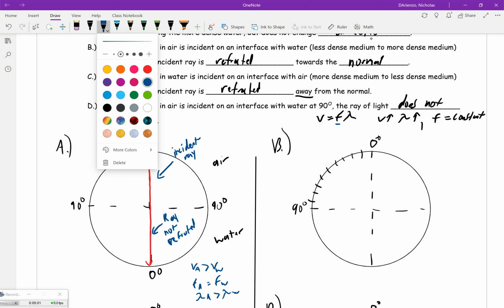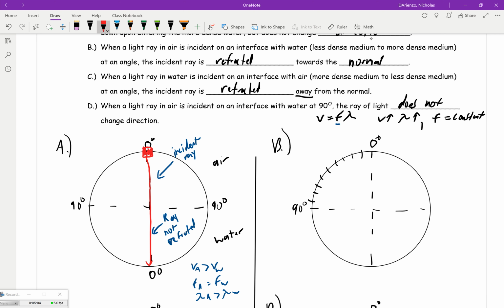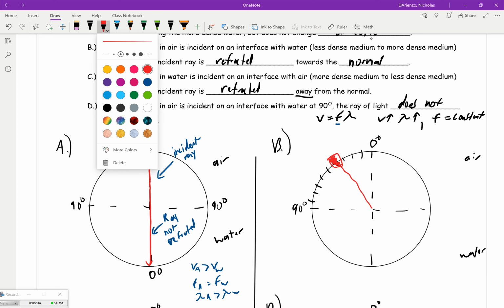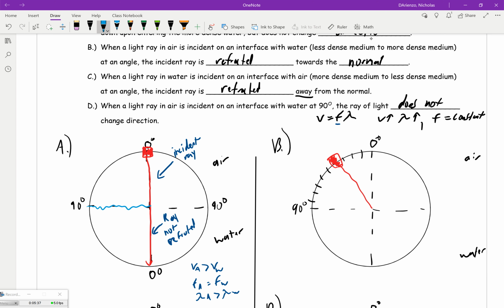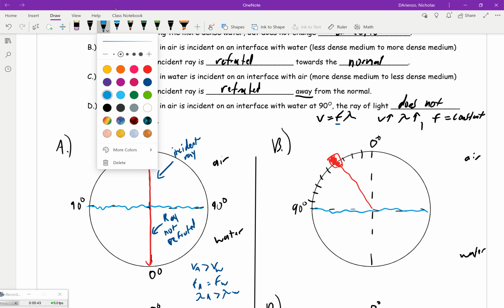Now in the second scenario, each of these little hash marks is indicating an angle of 10 degrees. So let's say we put a light source somewhere about 40 degrees. We're going to shine this ray towards the boundary between air and water. And remember, this upper portion is air and the lower portion is water. So our interface for each of these, I will do this in a little blue, and I'll keep this here. We'll do a little wave of water along here so we can see this a little bit better.